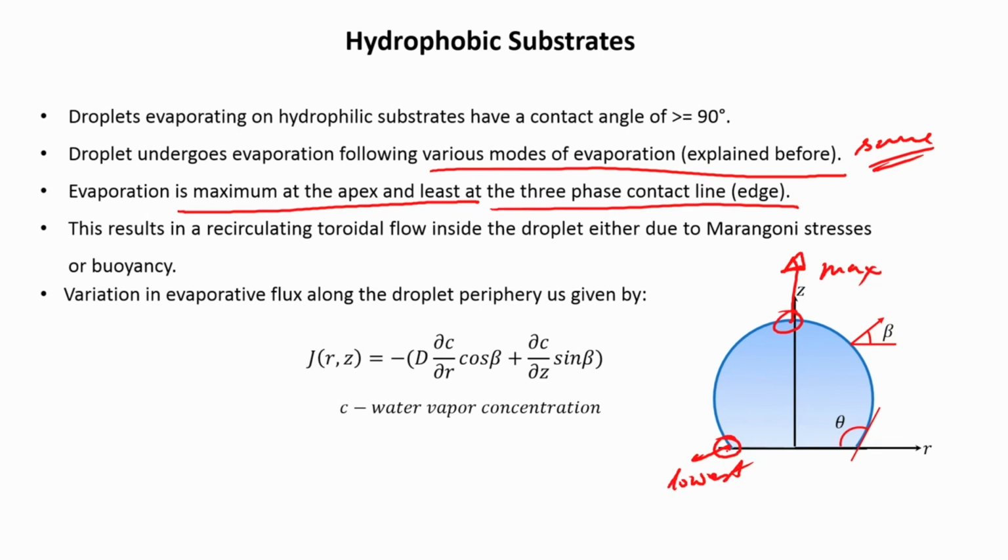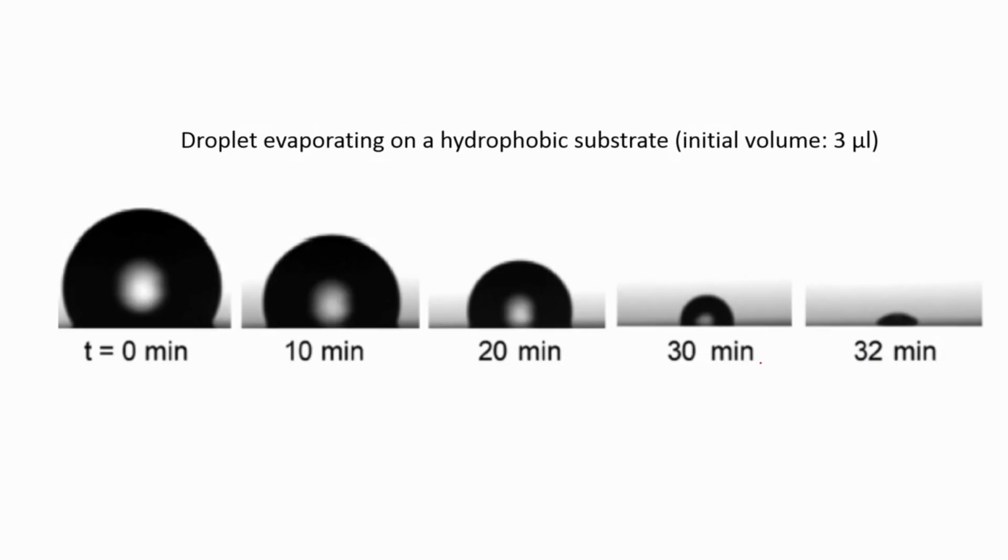Okay. So, instead of a radially outward flow, you can guess what kind of flow this will create. This will create a toroidal flow, a recirculating toroidal flow like this, due to either Marangoni stresses or buoyancy. Let us assume how each of these things actually happens. So, understood, this is completely different from the hydrophilic droplet, got it. In a hydrophilic droplet, this was maximum, that was minimum, in this case it is just inverted, and it also creates a very different flow pattern.